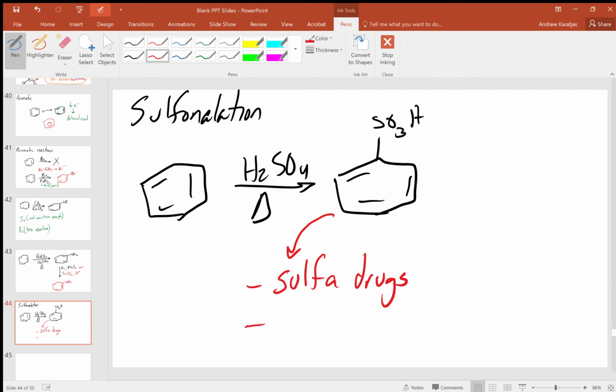In addition, if you remove this hydrogen and make a sodium salt, then depending on what else is substituted on your aromatic ring, this is how a number of common detergents are made.